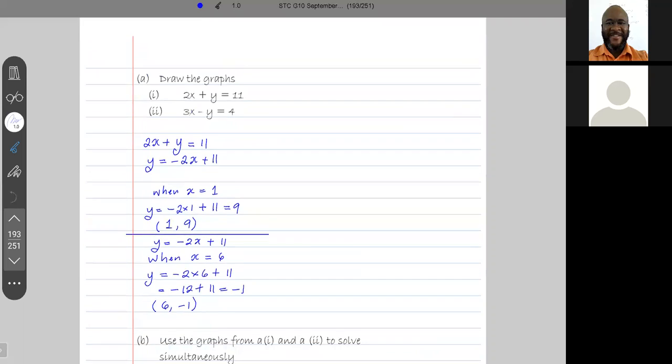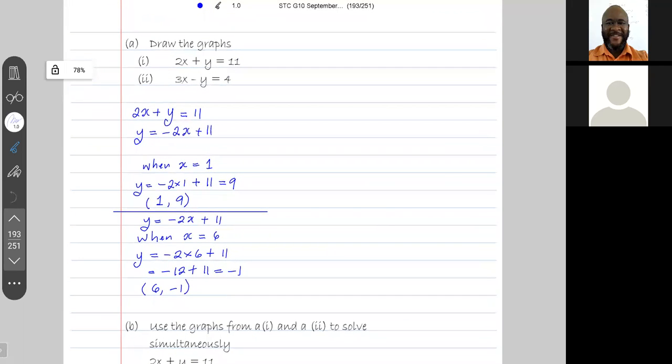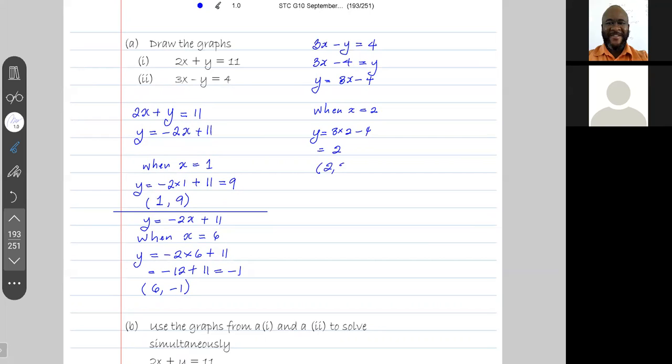We need to draw the line of 3x minus y is equal to 4. We have 3x minus 4 is equal to y. Turn it around, we have y is equal to 3x minus 4. I'm going to say when x is, let us say, equal to 2, y would be equal to 3 times 2 minus 4. 6 minus 4 is 2. So this is the point 2, 2.